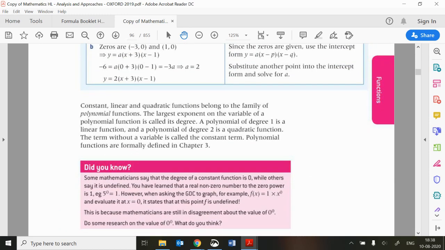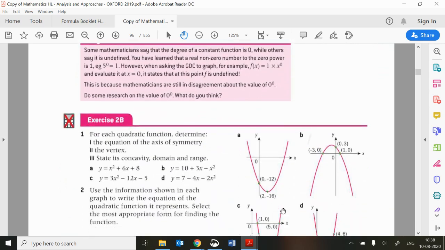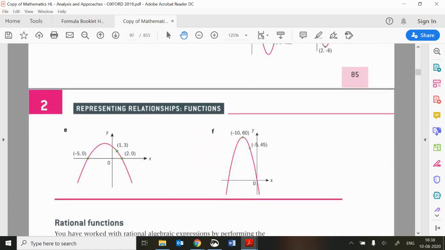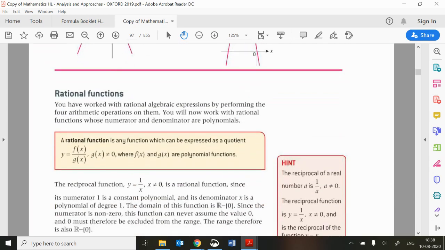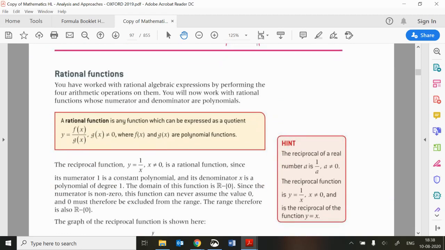A little bit about polynomials. Quadratics are polynomials of degree 2. So that's the highest power on x. But I'll stop here. This is exercise 2B, and there's actually not much to this one at all. So have a go at all of those questions there. And next we're going to move on to rational functions.